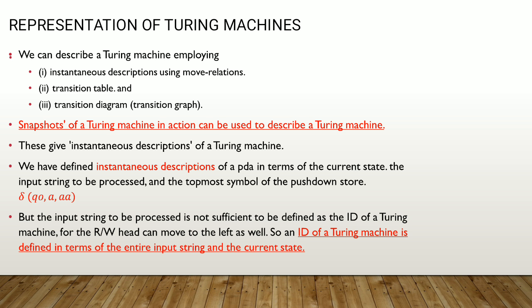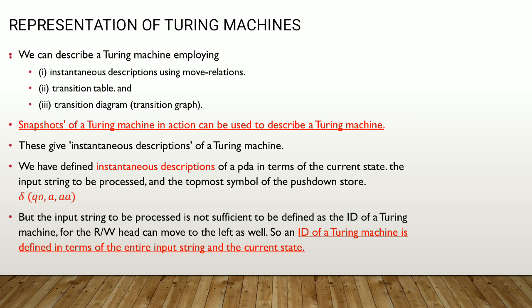Snapshots of Turing machine in action can be used to describe the Turing machine. So whenever you want to describe the Turing machine, the snapshot is used to indicate entire things about the Turing machines. These snapshots give us the instantaneous description of a Turing machine.